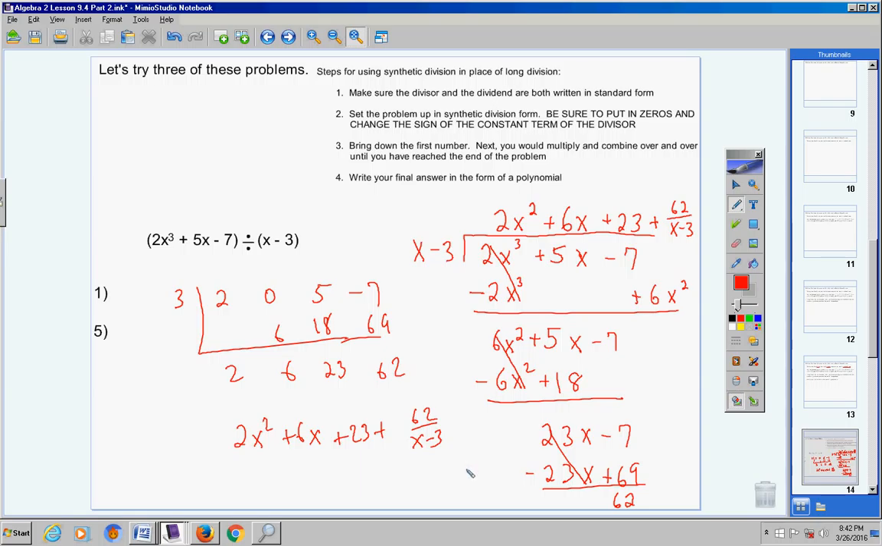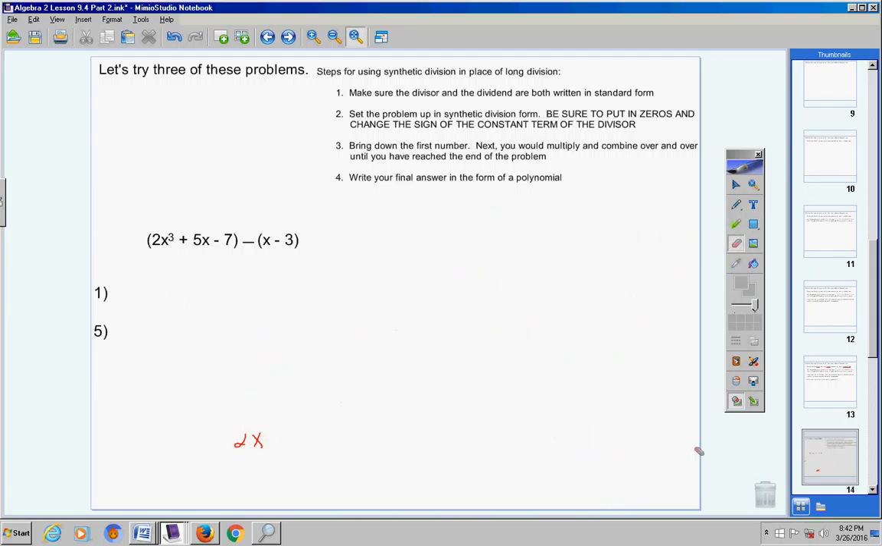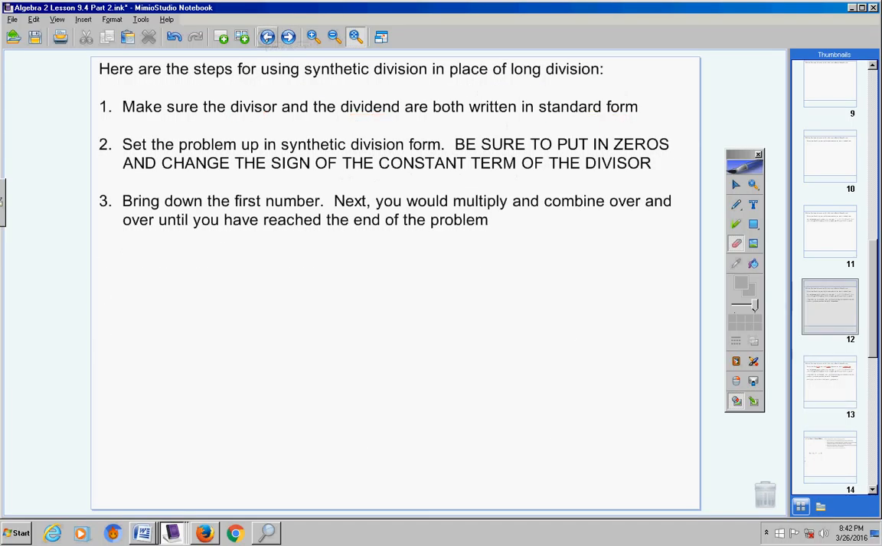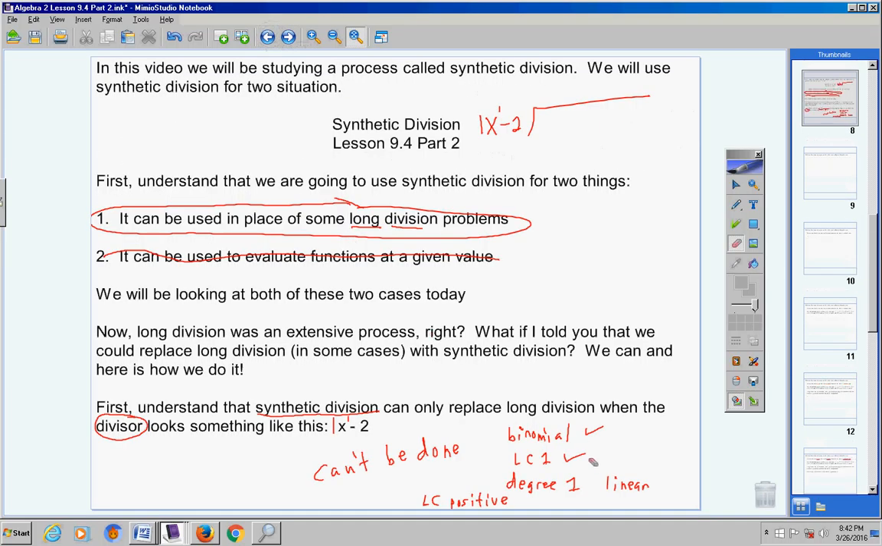Now I know you don't know what I did. I'm going to teach you now how to do that. That is so fast compared to long division. But the bad news is you can only use synthetic division when you have a binomial, lead coefficient of 1, degree of 1, and the first term must be positive.